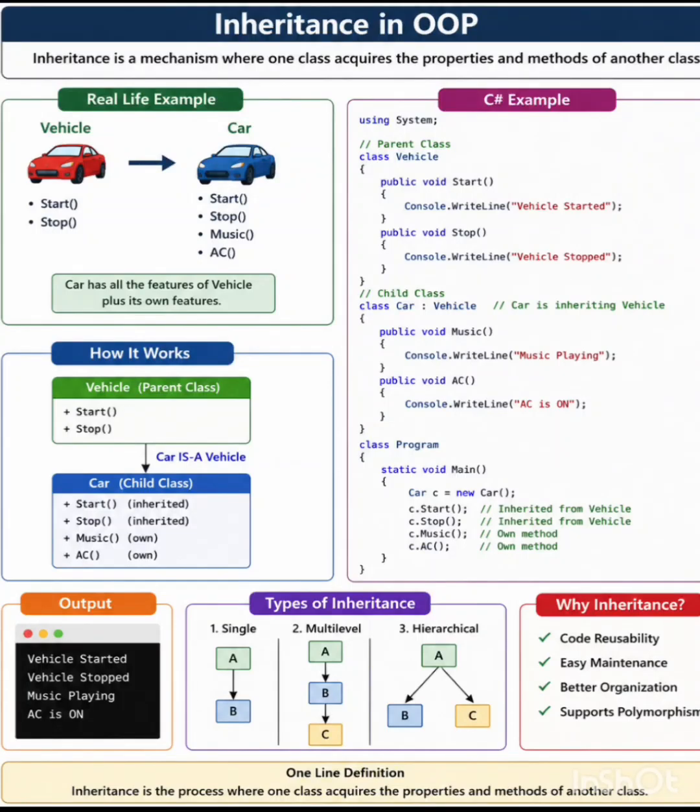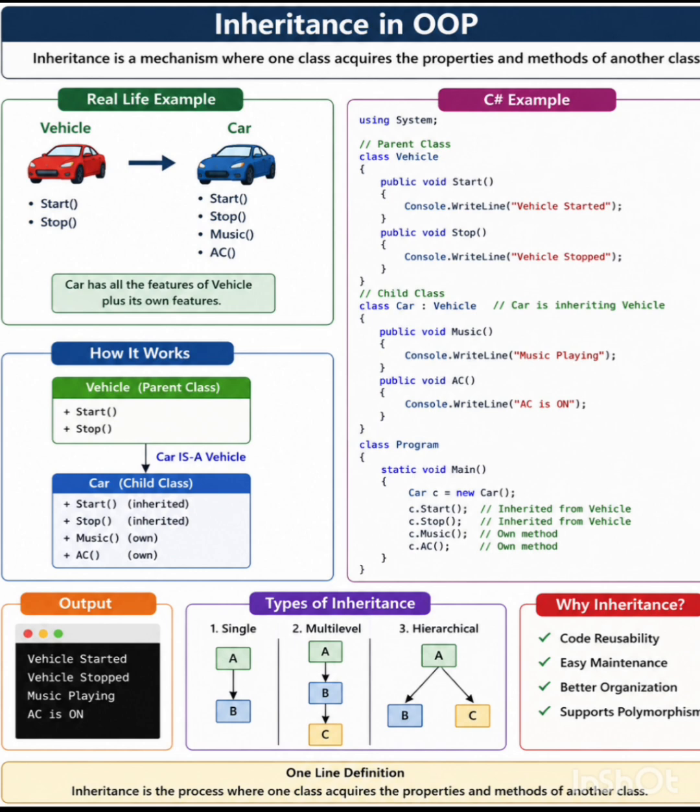I'm going to explain what inheritance is. Inheritance is also one of the pillars of the OOPS concept. So, what is inheritance? It's a mechanism where one class acquires the properties and methods of another class. So, you are just reusing the properties and methods from another class. That is what it means in the programmatic way.